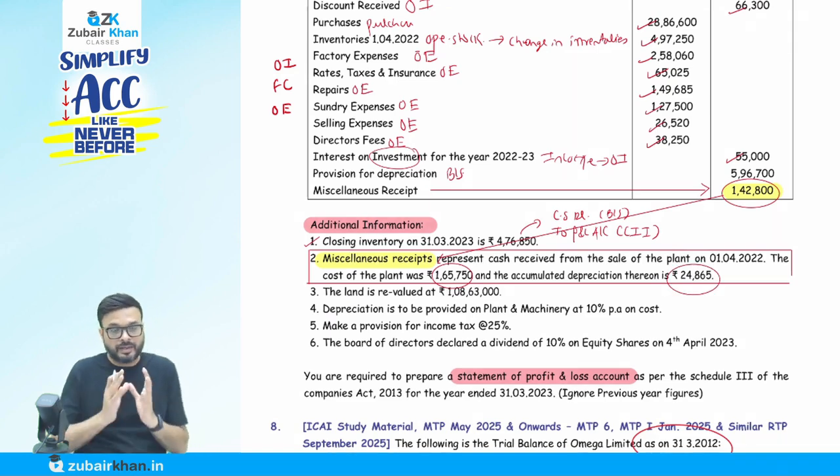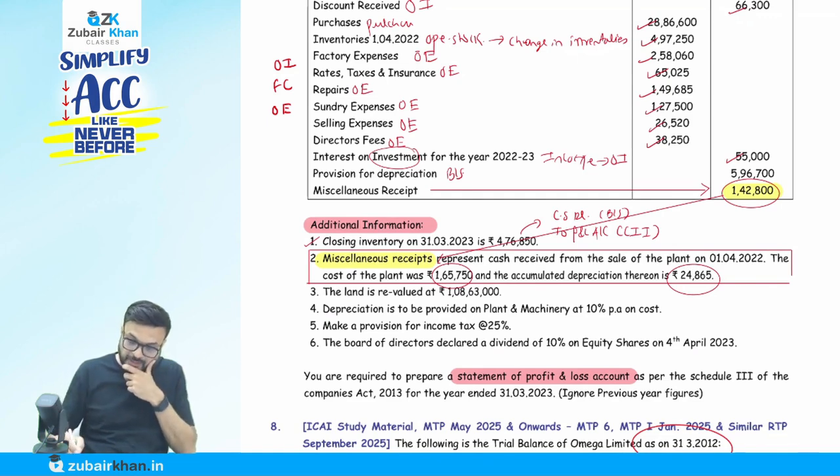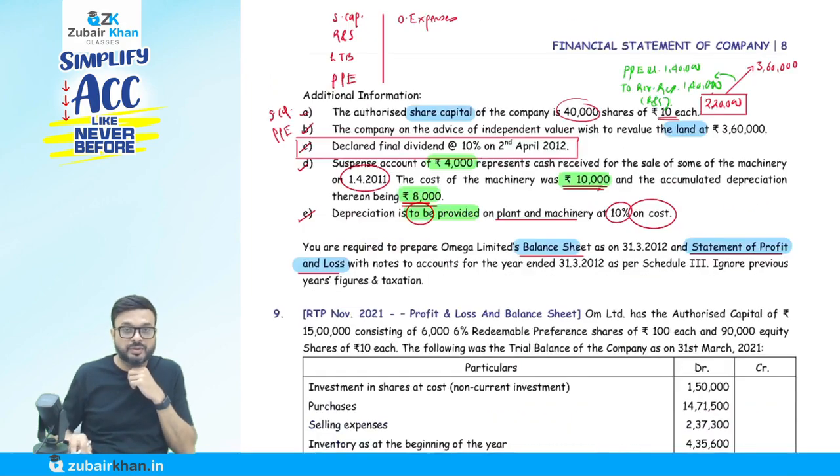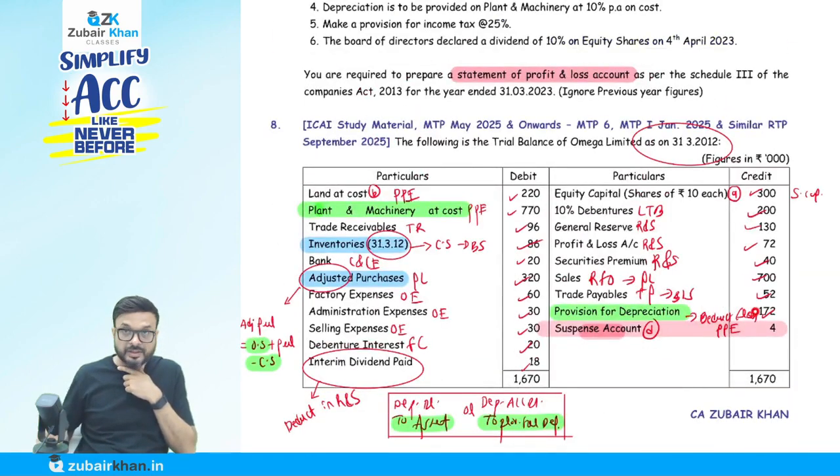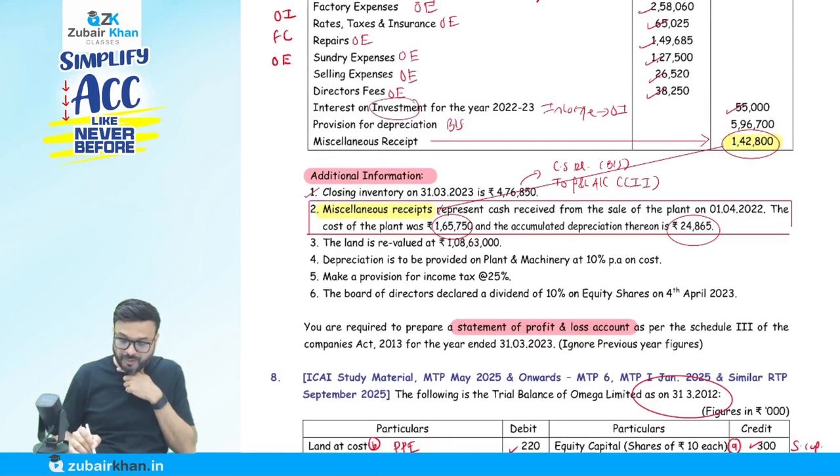So what we'll do is calculate the written down value and compare it with the sale value. Here they say miscellaneous receipt represents the cash received from the sale of the plant. So this miscellaneous receipt is 142,800. In the previous question that we solved before the break, they mentioned 4,000, but that 4,000 was about the suspense account. Here they have not written it, but they have clearly mentioned that they are talking about this miscellaneous receipt 142,800.